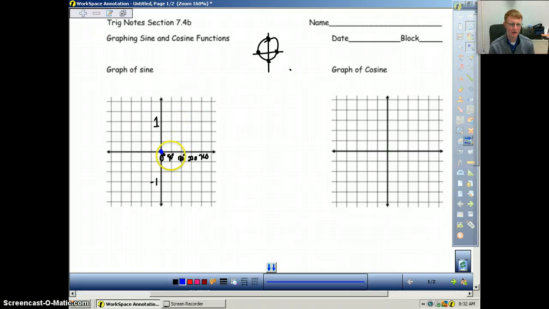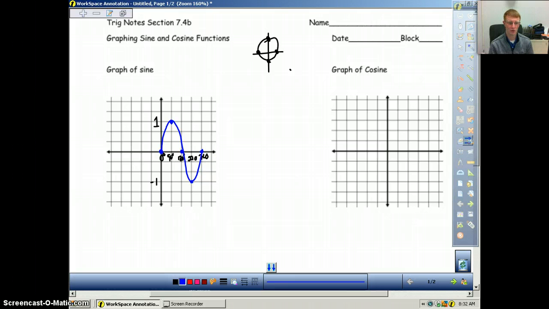Now, when we go to 90 degrees, it shifts up to 1. So then it goes up to 1. And then we go back down to, at 180 degrees, it's back to 0. And then at 270 degrees, it's going to be at negative 1. And then at 360 degrees, it's going to be back to 0. So what's going to happen is this is called the sine curve. And it's not going to be a jagged line. It's going to be a smooth curve that looks like this.